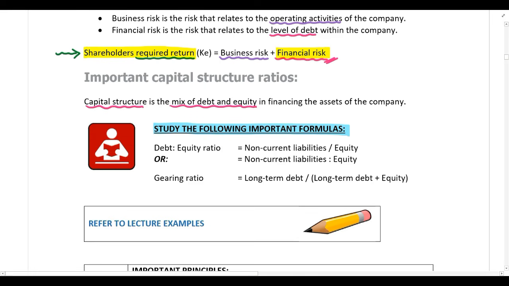So guys, please refer to the lecture examples for this section. Make sure that you work through all of the lecture examples. They are very simple lecture examples, but most students do struggle with the theory or the understanding behind these lecture examples. So it is important that you please do work through those lecture examples and make sure that you understand how these capital structure ratios are calculated. Make sure that you can interpret the ratios in order to determine how much debt a company has in their capital structure.